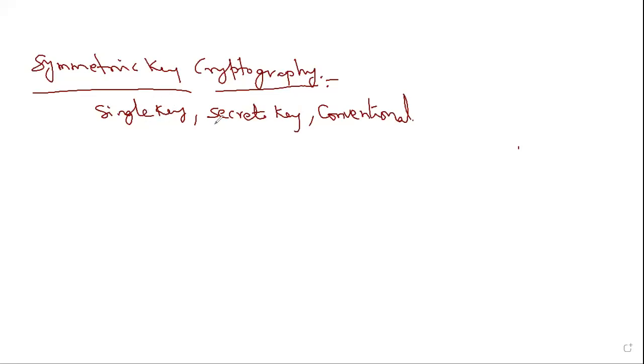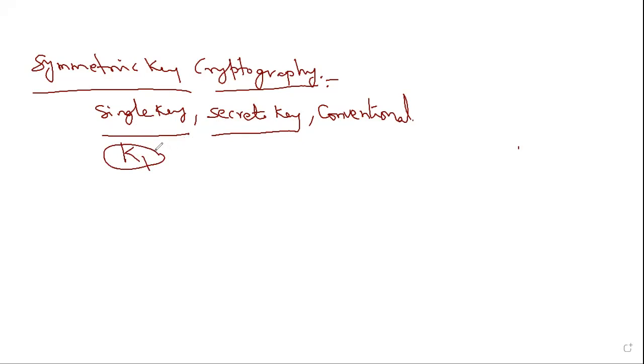There are three other names for symmetric key cryptography. One is single key, because sender and receiver use the same key for encrypting as well as decrypting. If sender uses key K1, then receiver must also use key K1 for decrypting the data. Another name is secret key, because this key must be known only to the sender and receiver. So only those two participants should know this key.